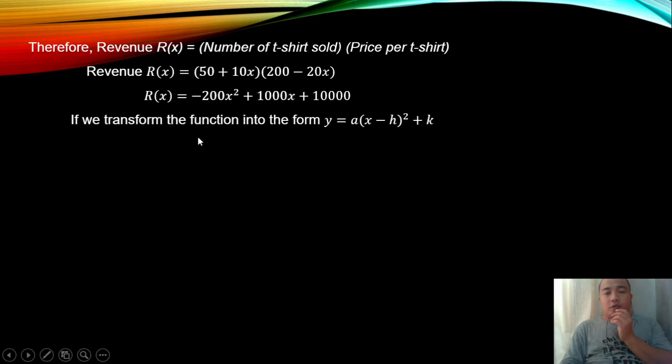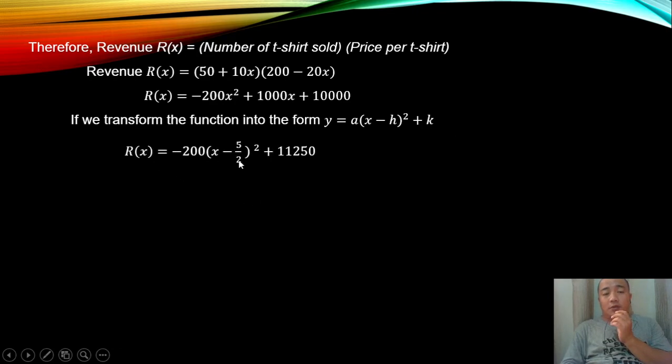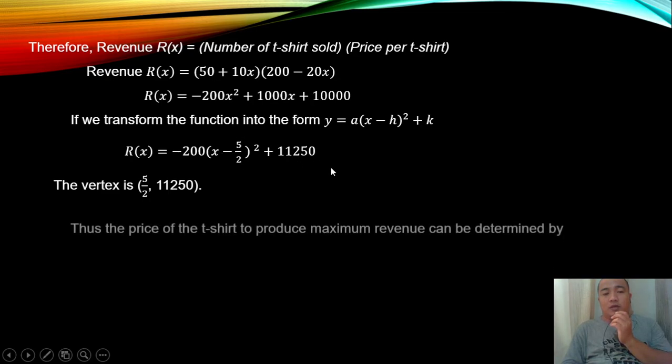Then if we transform the function into the vertex form, y equals a quantity x minus h squared plus k, it becomes R of x equals negative 200 times quantity x minus 5 halves squared plus 11,250. So the vertex, you can see in the equation, is 5 halves, 11,250.